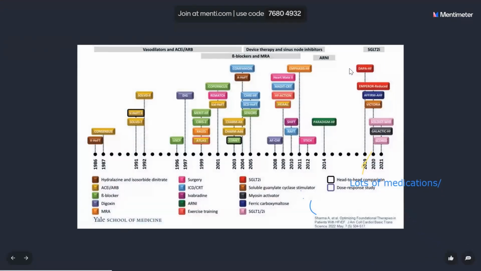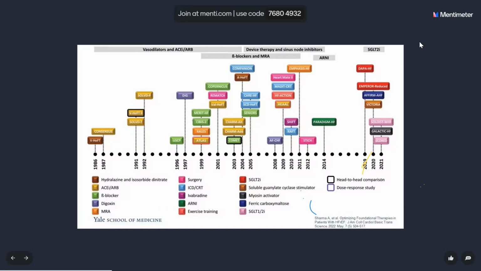So what we have here is a figure that depicts all of the trials that have taken place over the years that have looked into the possible benefits of these medical therapies for heart failure with reduced ejection fraction.